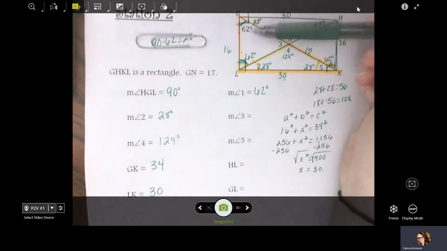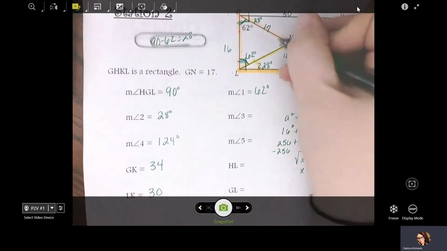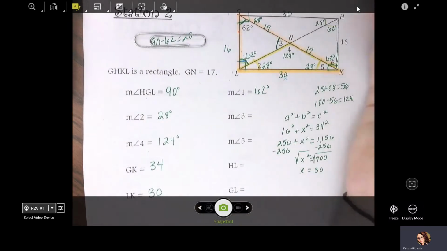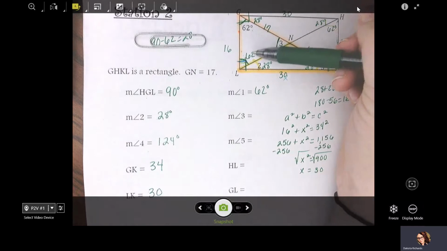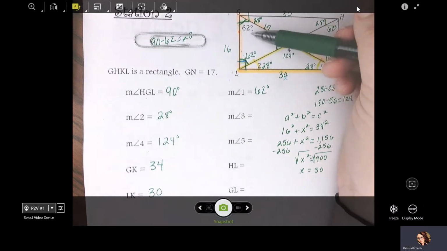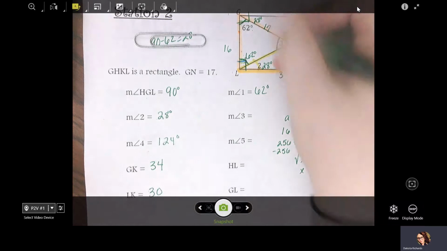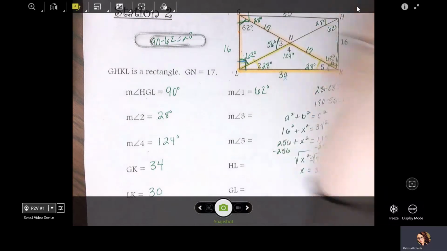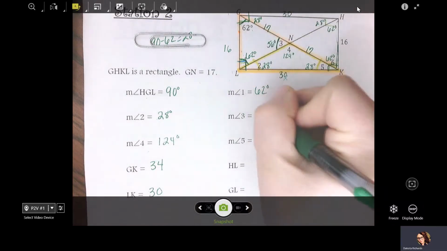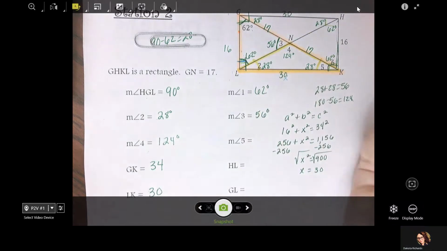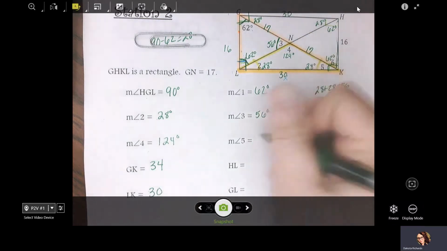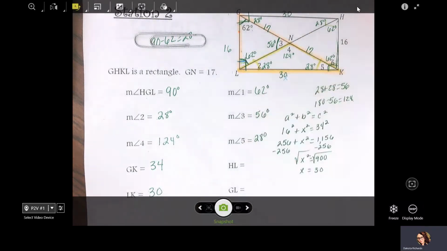Okay, so we have another isosceles triangle here. This is the angle we're looking for, angle 3. 62 plus 62 is 124. Then 180 minus 124 is what we're missing to make 180. So that should give you 56. So the measure of angle 3 is 56 degrees. The measure of angle 5 is 28 degrees. We already found that.